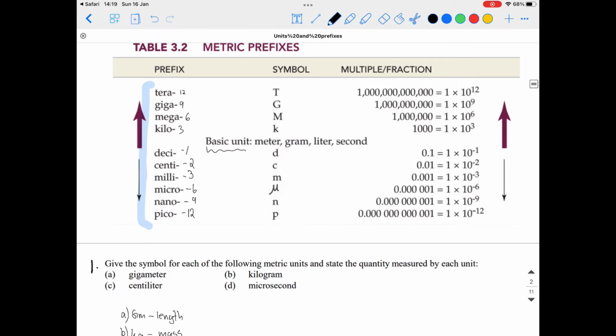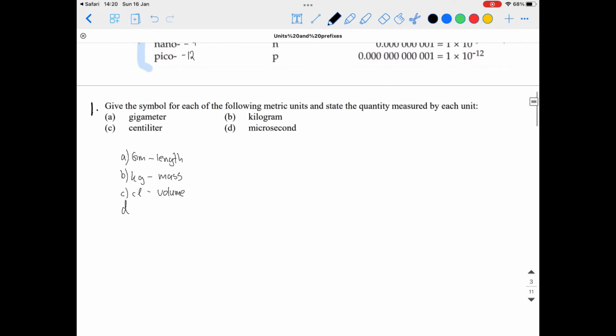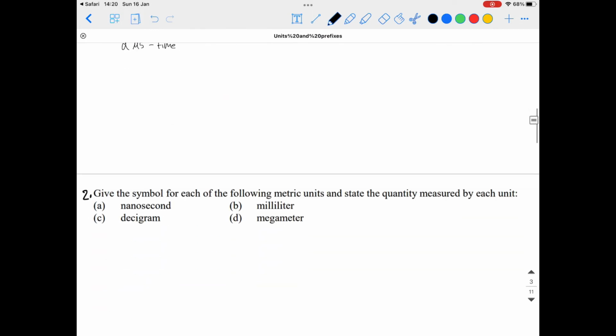C, centiliter. For centi, we have a small c, and liter is L. So we have cL. Centiliter measures volume. D, microsecond. Micro and second. Microsecond measures time.